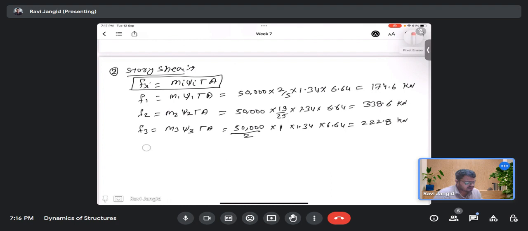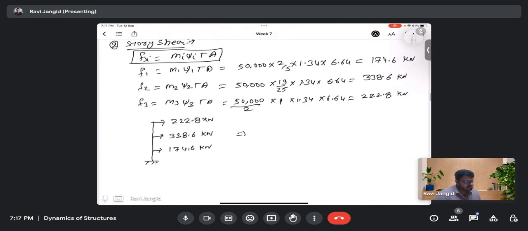So I can write my forces. F1 is 222.8 kilonewton, F2 is 338.6 kilonewton, and F3 is 174.6 kilonewton. So can I find out the shear and make the shear force diagram? So, the shear force diagram.